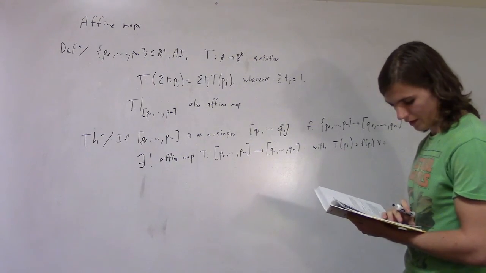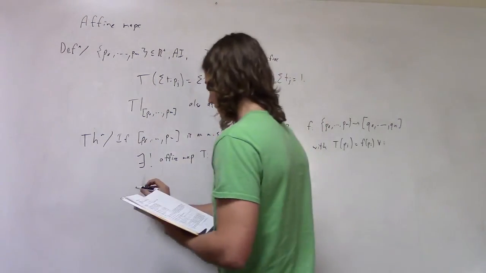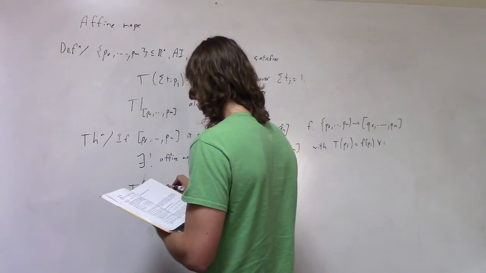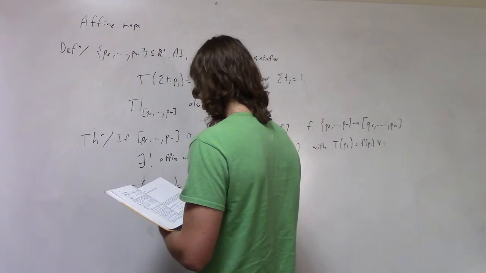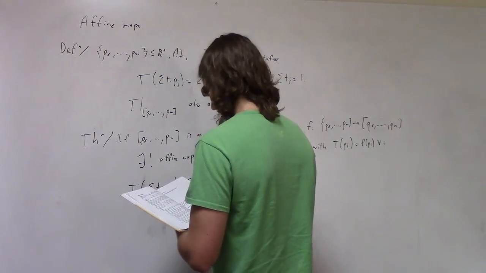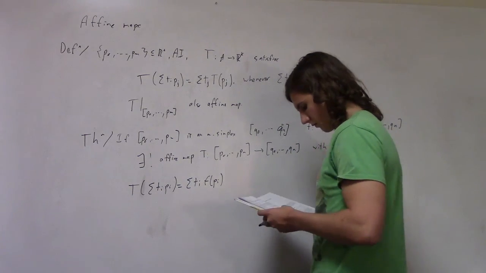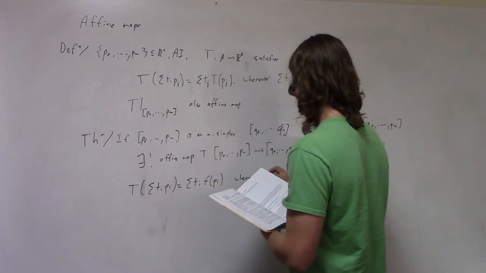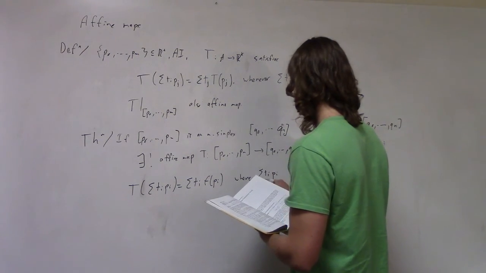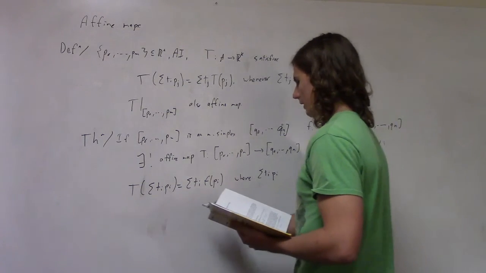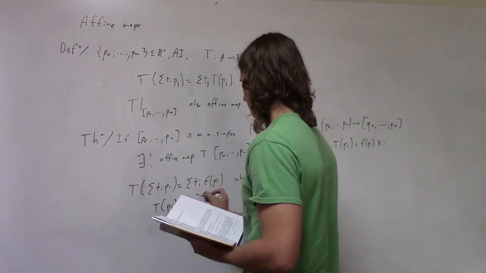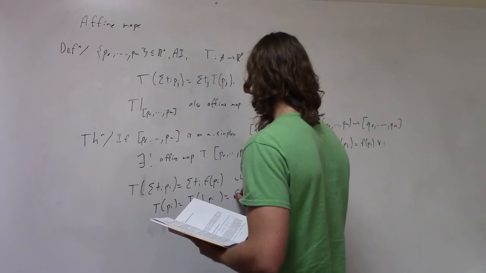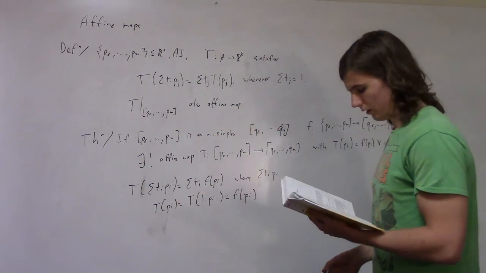The proof of that is, you can just define T of any convex combination, because we're on simplexes, as the sum of Ti F of Pi, where any point is a convex combination, an element of the m-simplex. And you can check that T of Pi is equal to T of 1 times Pi plus 0 times everything else, which is just F of Pi, which is what we want.